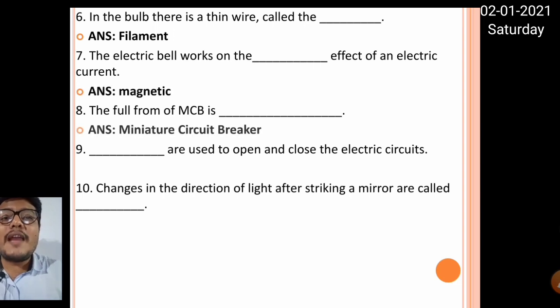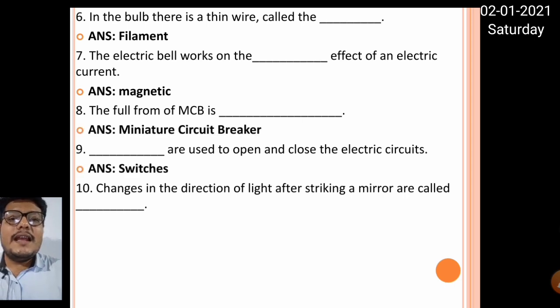What is the full form of MCB? That is miniature circuit breaker. It breaks the circuit, that is why it is known as miniature circuit breaker. Number 9, blank are used to open and close the electric circuit. Open circuit and close circuit, how are we doing it? It is a switch. See next one, number 10. Change in the direction of light after striking a mirror is called reflection of light.